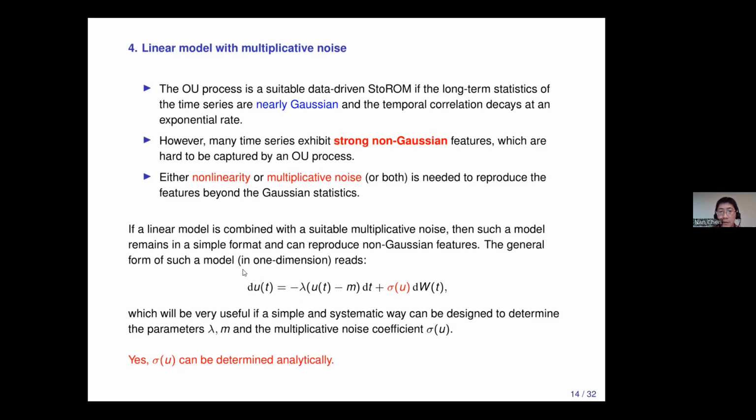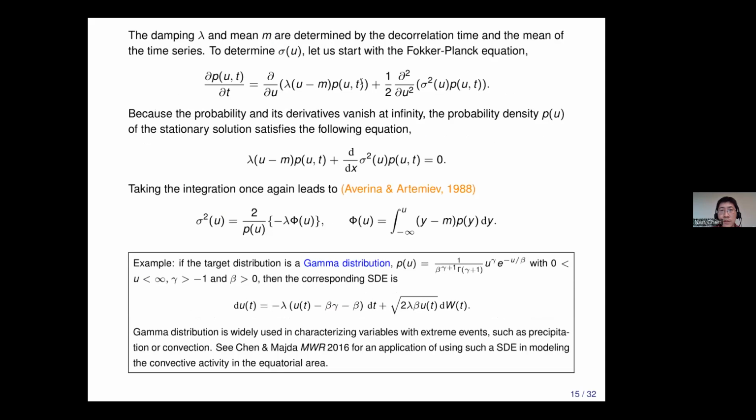And the nice thing about this kind of equation is, despite this non-Gaussianity, the coefficient of this sigma u can be determined using an analytical formula. And this analytical formula can be obtained by solving the Fokker-Planck equation. And you take the integration twice, and you can get it. So if you are interested, you can look at this paper.